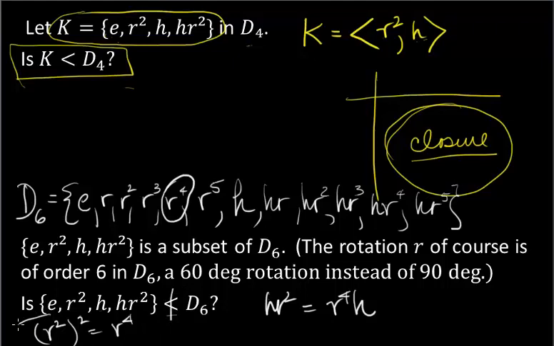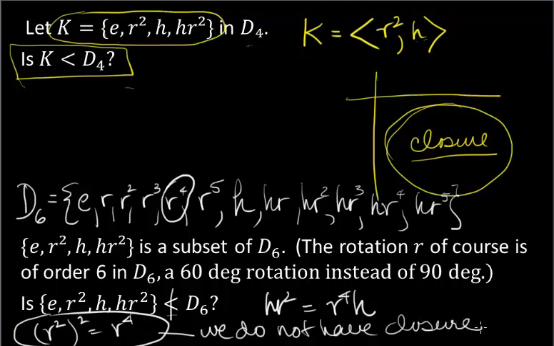And I guess this would be right here. The best way to prove it is we do not have closure. In other words, the operation, function composition, is not a binary operation on that set, because you can multiply two elements of the set, in this case r squared times r squared, and jump out. You get r to the 4th, and it's not in there. So you have to be careful before you think something is a subgroup. In this case, that set is a subset, but not a subgroup.